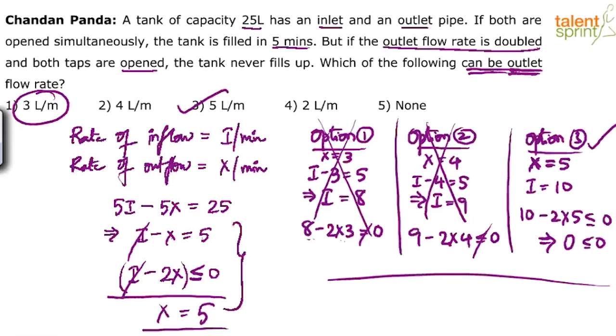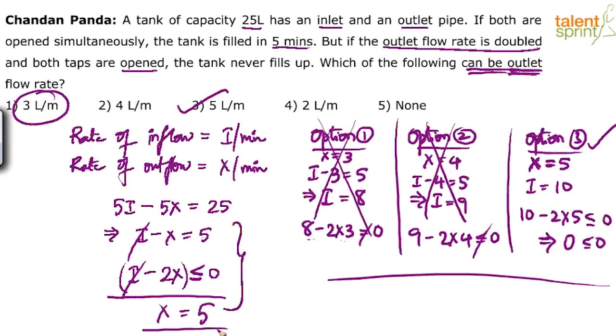Because if you actually get a negative value, you are trying to say that you are removing, let's say 6 liters per minute and filling only 3 liters per minute. How is it possible when you have not even filled 3 liters per minute? How can you remove 6 liters per minute? So practically it is not possible, but on paper you can say yes, x equals to 6 also works, x equals to 7 works maybe, right? Like for example, if you take x equals to 6, I becomes 11. 11 minus 2 into 6, 12. 11 minus 12 is minus 1. So on paper you can get less than or equal to 0, but practically it won't be possible in the real world.